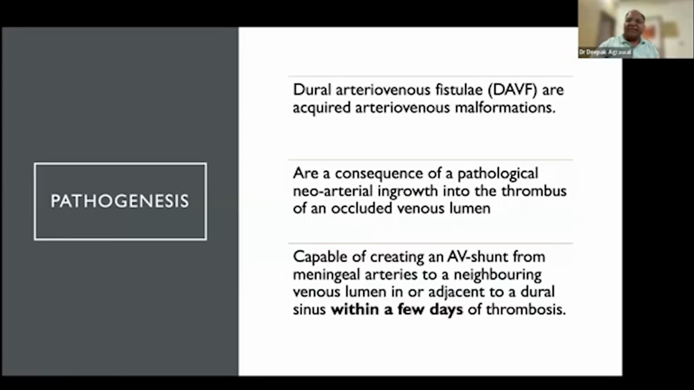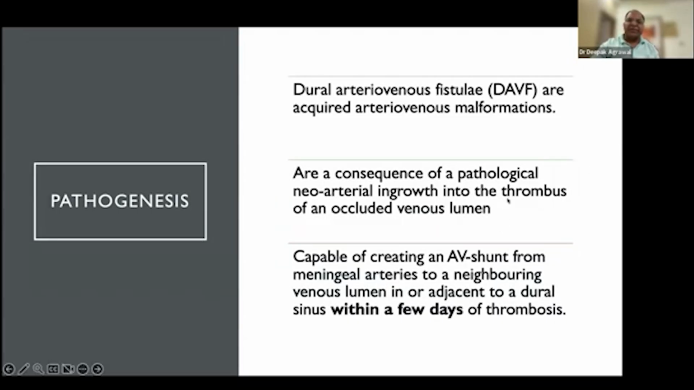So interestingly, dural AV fistulas are not congenital. They are acquired arteriovenous malformations, and they are interestingly the consequence of arterial ingrowth into the thrombus of an occluded vein. So this is very different from any other malformation in the brain, especially a vascular malformation.